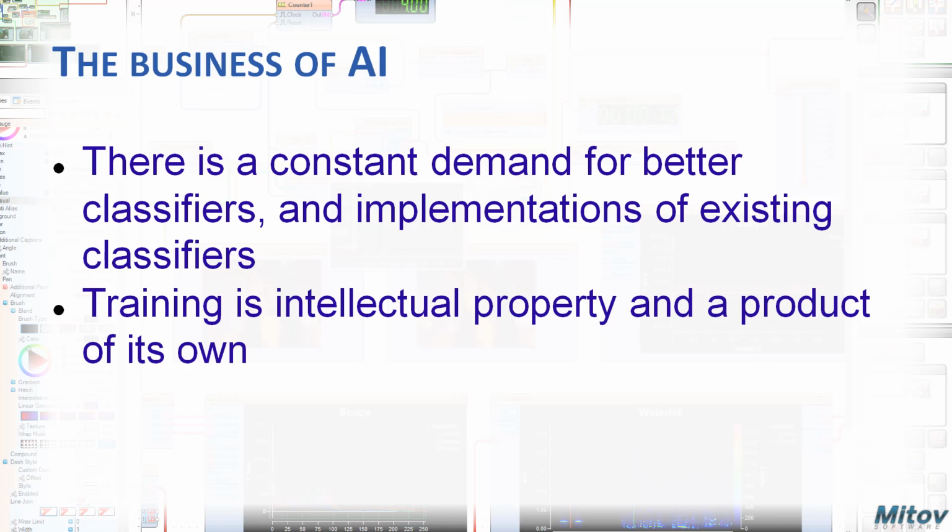Finally, a few words for running an artificial intelligence business. There is constant demand for better classifiers and implementations of existing classifiers. In traditional software development, the software is considered intellectual property, and that doesn't change with artificial intelligence. But in case of artificial intelligence, the training itself also is considered intellectual property and a product of its own.